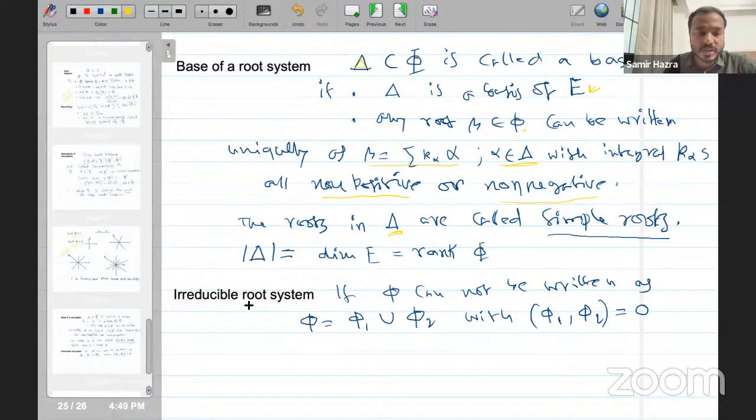Okay. So what are irreducible root systems? If phi is a root system, and phi cannot be written as phi 1 union phi 2, such that phi 1 and phi 2 are orthogonal with respect to the bilinear form which is available on E, then phi is called irreducible. So if phi cannot be written as phi 1 union phi 2 with this property, then phi is called irreducible.